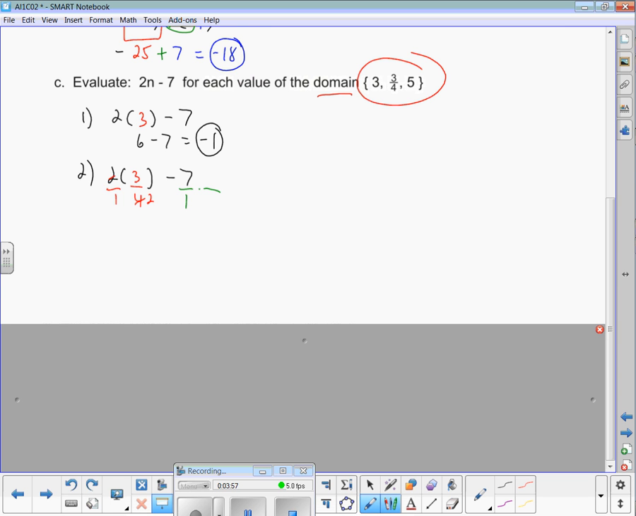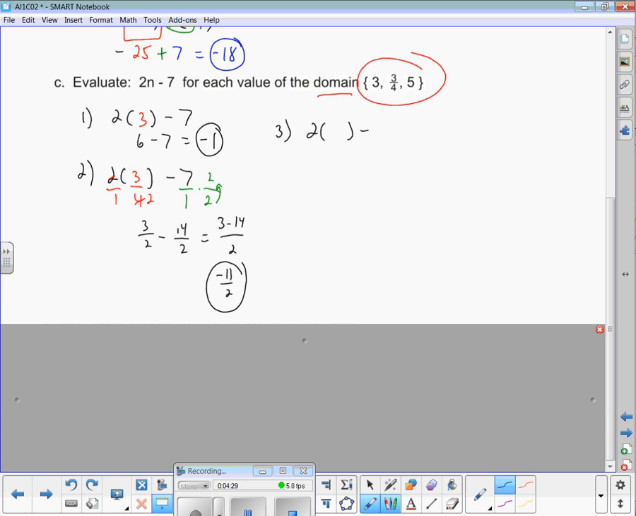What does the denominator need to be? A 2. So let's multiply the bottom by 2. Whatever you do to the bottom, do the same thing at the top. And let's rewrite. So right now we are at 3/2 minus 14/2, right? And we are simply going to add the numerators, put them over that common denominator, and it looks like we end up with -11/2. All right, that's the second value.